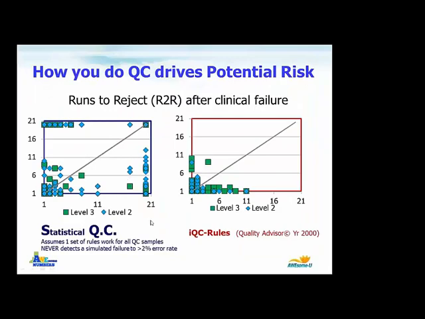This is another example of it. This is with statistical QC on the left. So this is what the labs are doing on the left versus the old software that was around in the year 2000, and you can't even buy it anymore. No runs to reject above 11 versus look what's going on over here with statistical QC, with the number that will never ever detect a clinically significant failure.